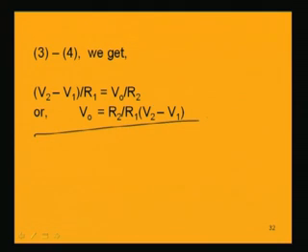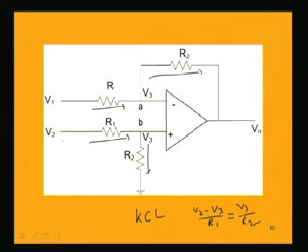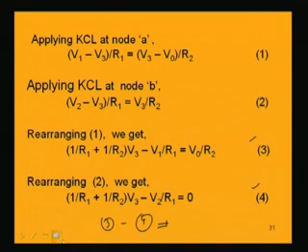So, from this we get what is V0? V0, cross multiplying by R2, we get V0 equal to R2 by R1 into (V2 minus V1). So, if we now observe this expression, what we get to see is that we are basically having a difference between the two voltages V1 and V2. V1 and V2 were the voltages which were applied, V2 was the voltage applied to the non-inverting terminal, V1 was the voltage applied to the inverting terminal. So, V2 minus V1, this algebraic difference is obtained at the output.